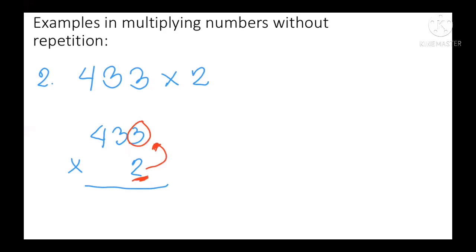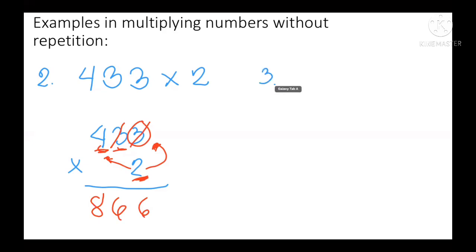2 times 3 is, correct, it's 6. Next one, after finishing the ones place, let's move on to the tens place. So it will be 2 times 3 again. Of course, it's 6. And after the tens place, we will move on to the hundreds place. So it will be 2 times 4. 2 times 4 is 8. So therefore, we have here the answer, 866. All right? Okay, number 3.